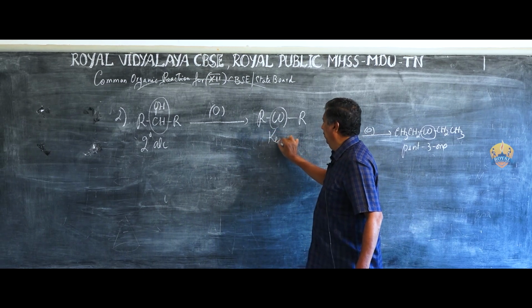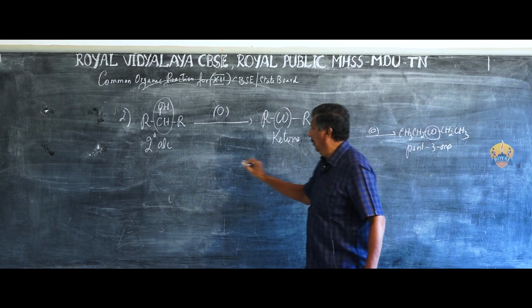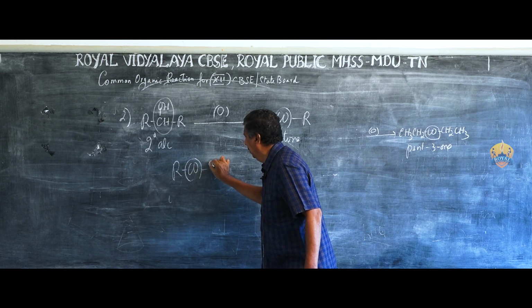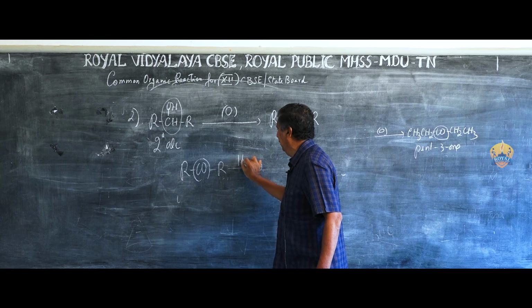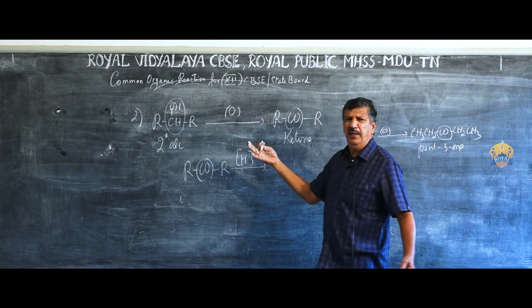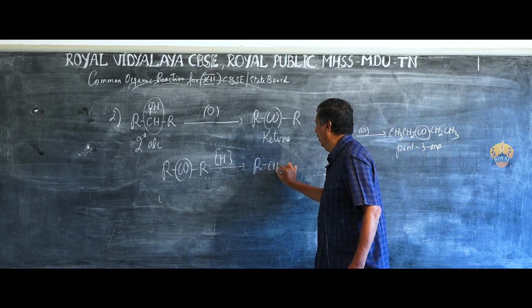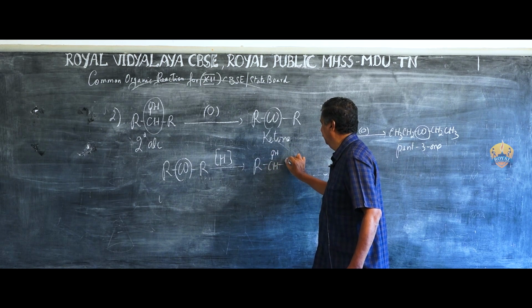This is ketone. What is the next one? Ketone on reduction is very, very easy. What will it give? Sir, secondary alcohol. That's all.